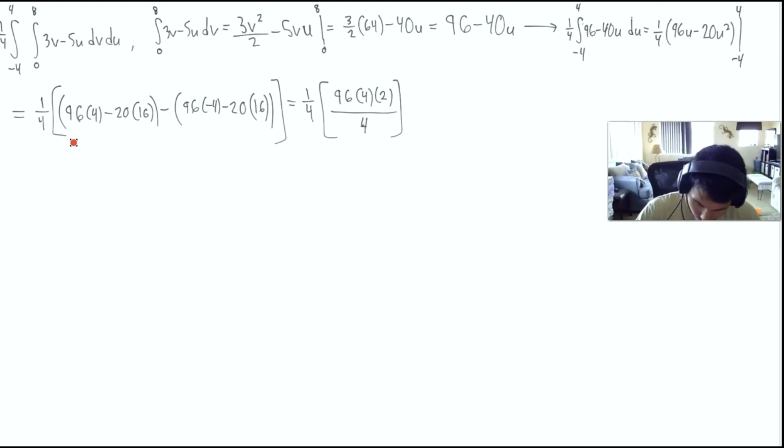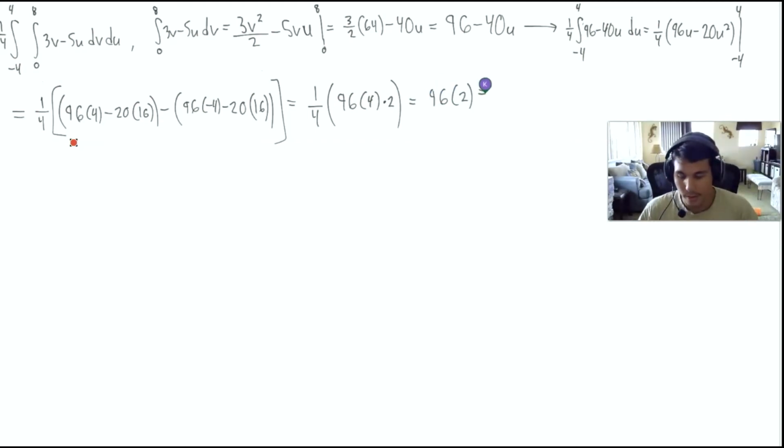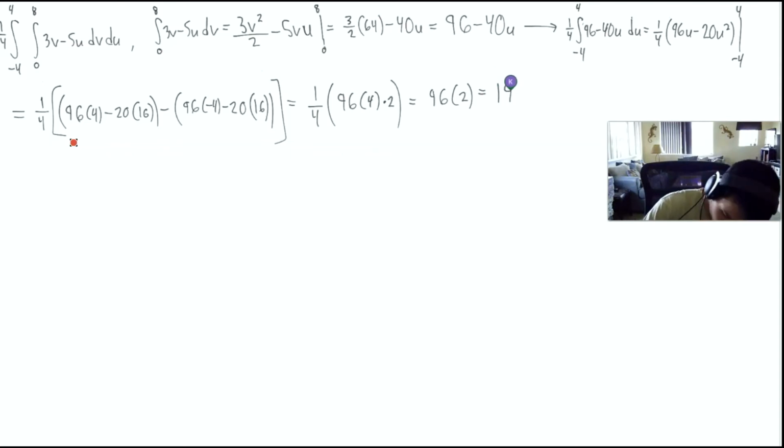Oh, not over 4. Give me a second. Let me erase that bracket. It's 1/4. 96 times 4 times 2. And yes, the 4's go away. Then we get 96 times 2. 90 times 2 is 180. 6 times 2 is 12. 180 plus 12, 192. That is our answer.